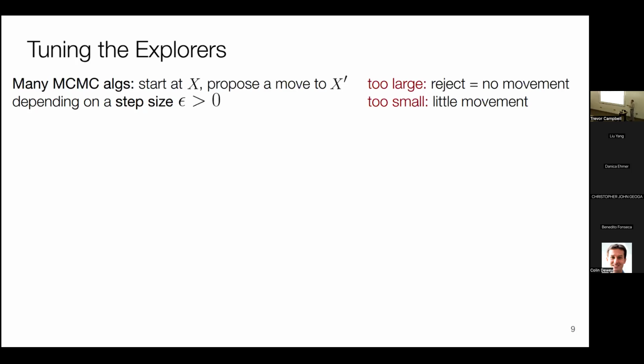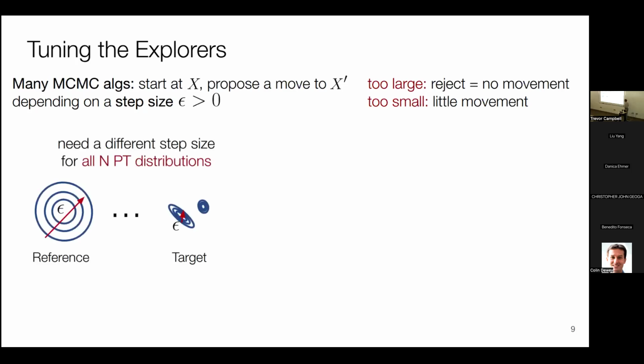So it works out to be the same. It's bad either way. So they're quite sensitive to the choice of step size. And as we said, in parallel tempering, I don't just need one step size, I need n step sizes. And I can't just choose the same one for all the chains. I have to choose a different one for all the chains, usually because the reference is much more diffuse than the target. The target's usually very concentrated.